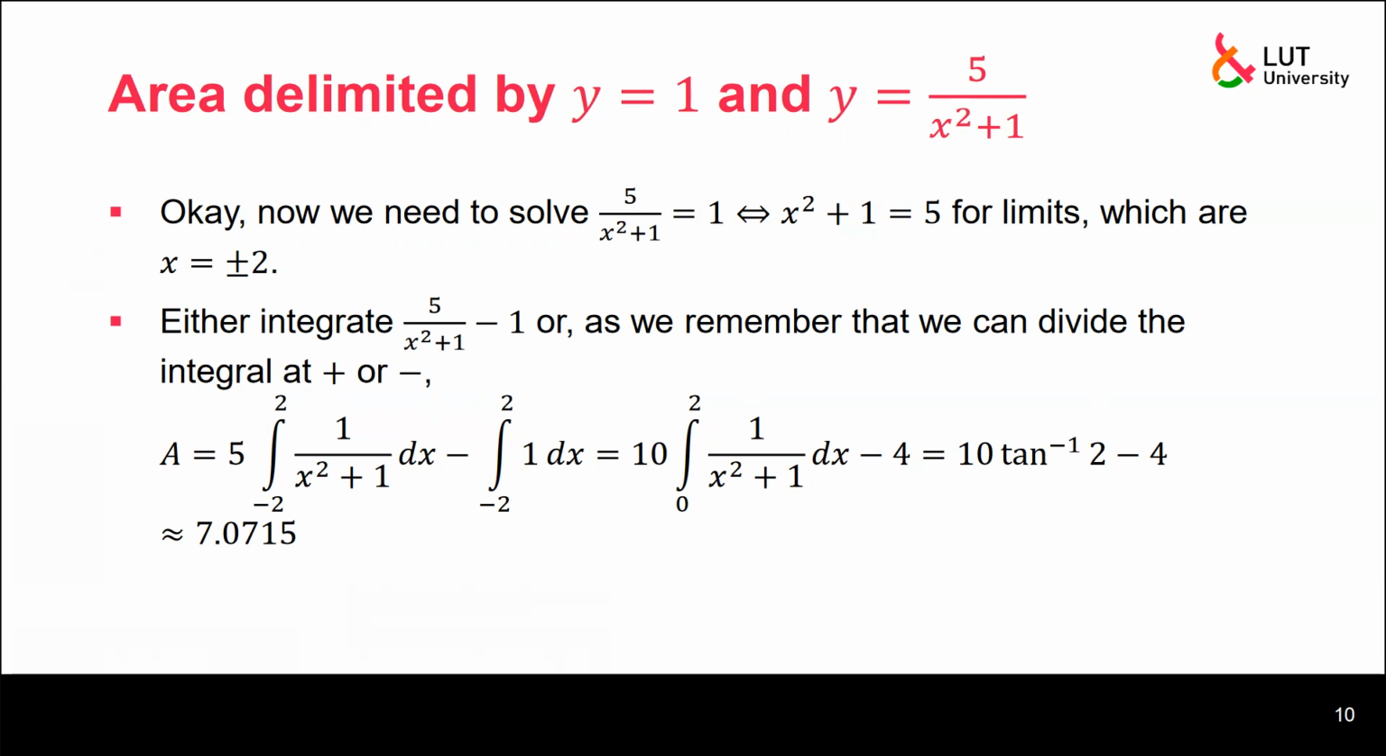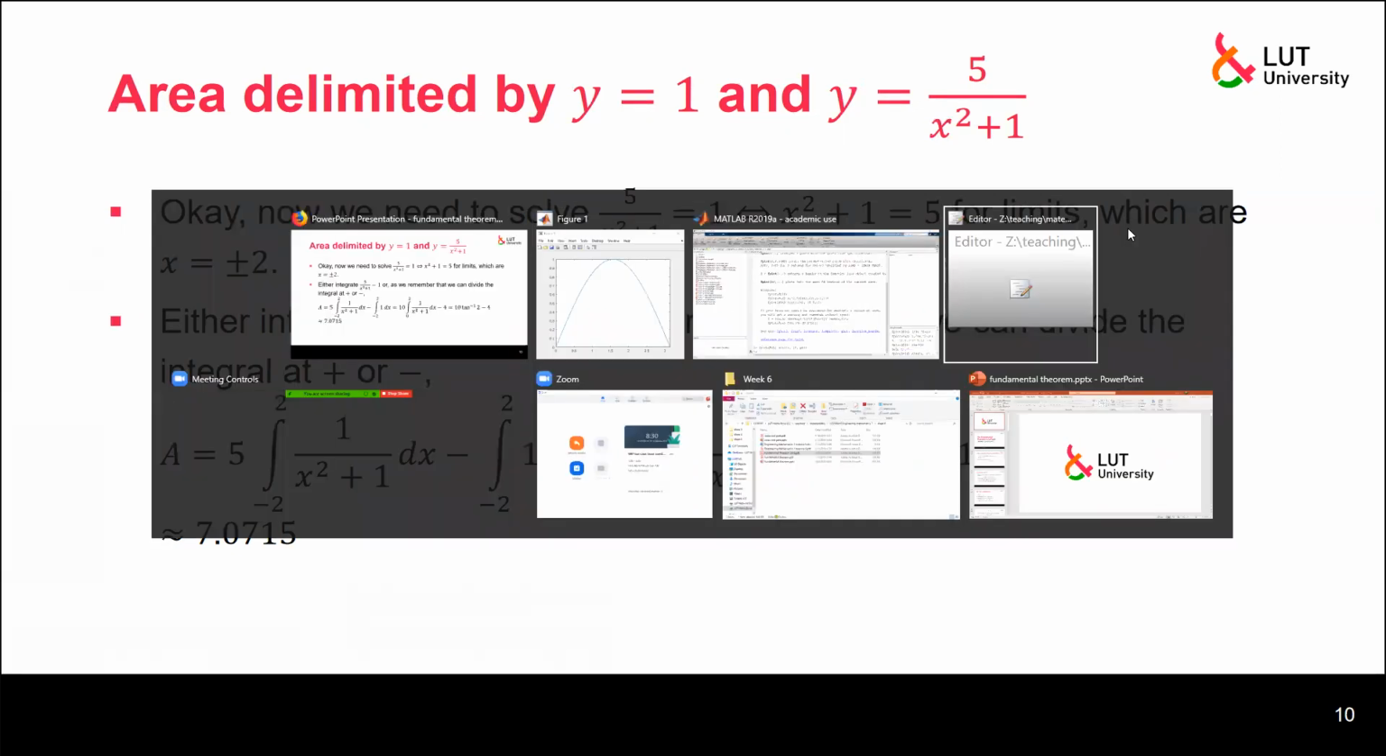And now this 1 over x squared plus 1 has an interesting property because it is actually symmetrical. I have MATLAB somewhere here open still.